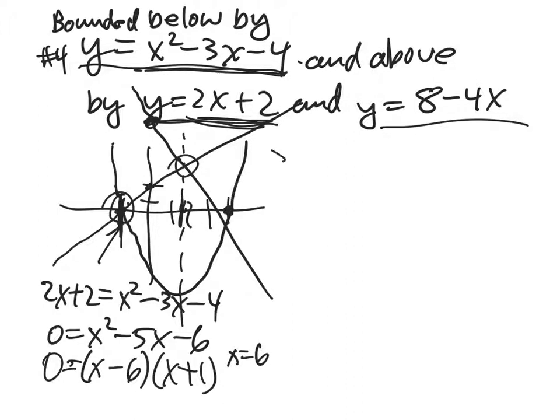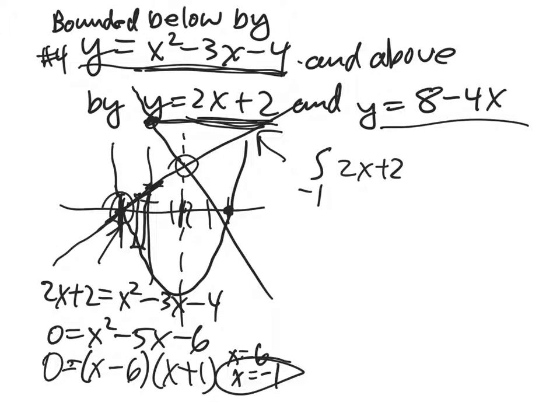Well, x equals 6 is this one way over here, and we don't need that one, but we do need the negative one. Okay. So our first integration will start from -1, and before we find the upper limit on that, the integrand would be what? That would be 2x plus 2 minus x squared. Take your little slice, and the line is the top part, and the parabola is the bottom part. So 2x plus 2 minus x squared minus 3x minus 4.